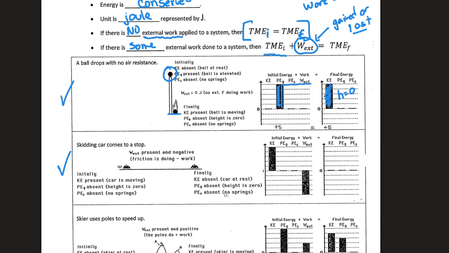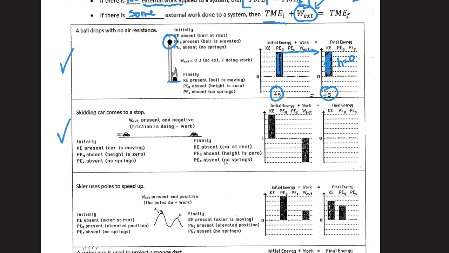But notice the total remains the same, 5 units before and 5 units after. Now, what about a system where there is work done, like skidding to a stop? Say you're driving along and your brakes do the work to slow you down. So we've got negative work. Why? Because you're losing mechanical energy. The car comes to a stop.